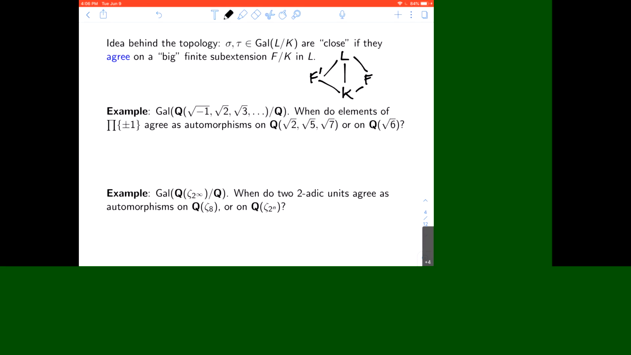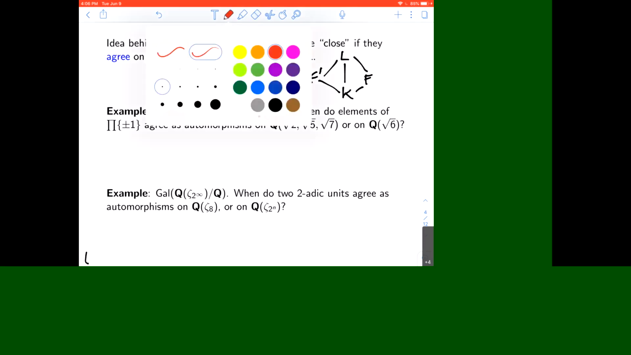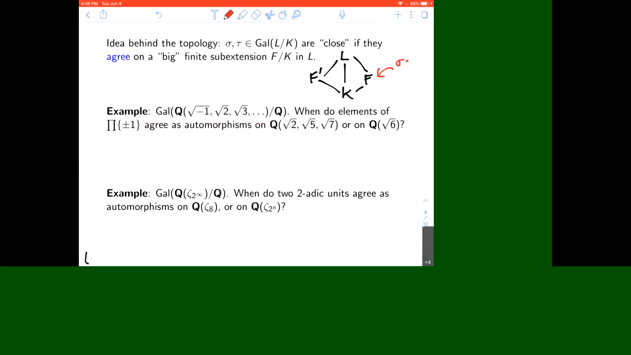And the idea of being close is that two automorphisms, if they agree on F, so let's suppose we have, they don't have to send F back to itself. It doesn't have to be a Galois extension. But if I were to say, for instance, that sigma equals tau on F, so we have two automorphisms of the field L, and if they're equal on a big finite extension, we think about them as being close. It's like in analysis.